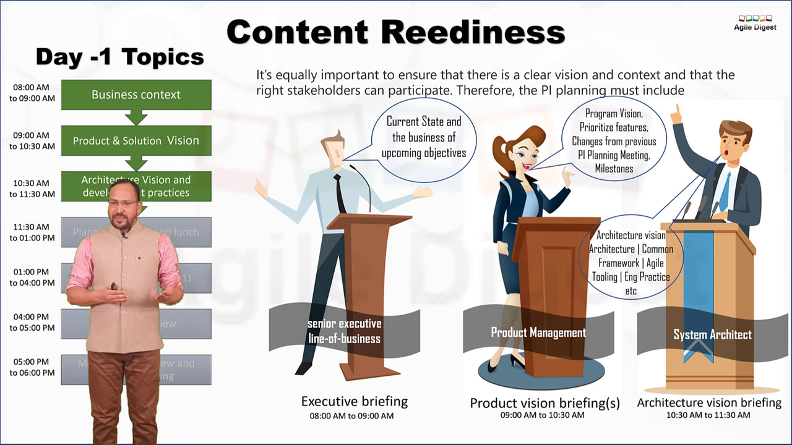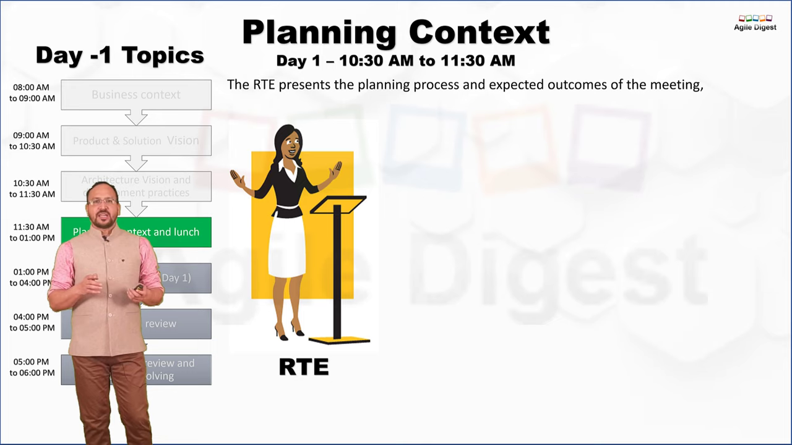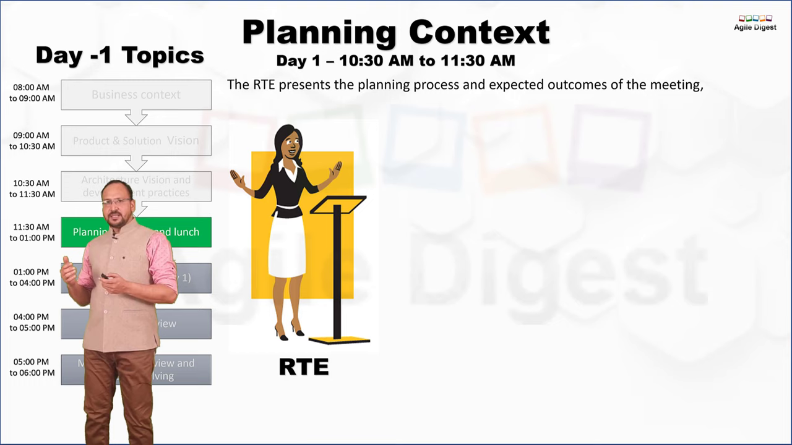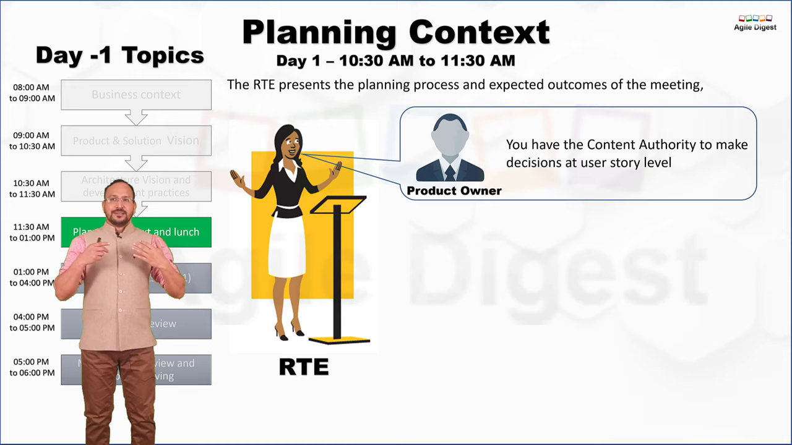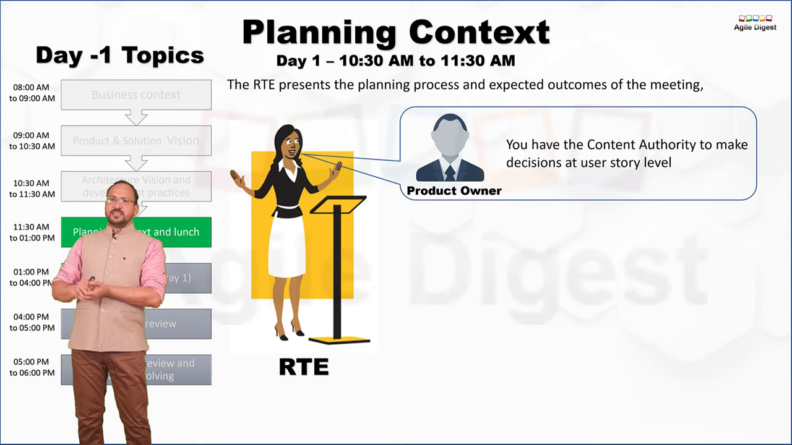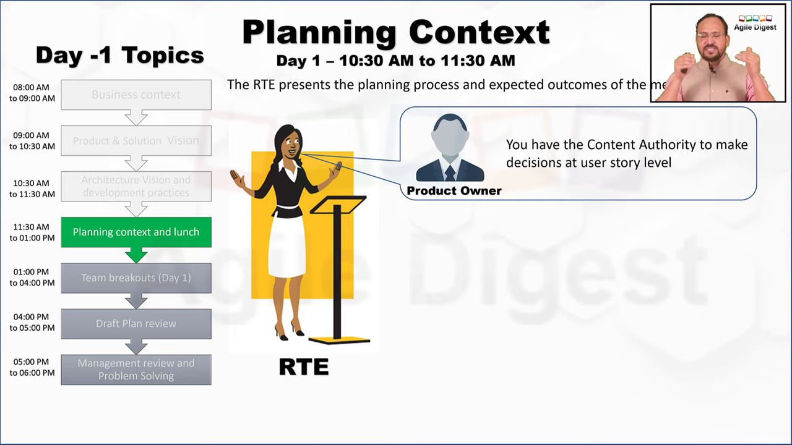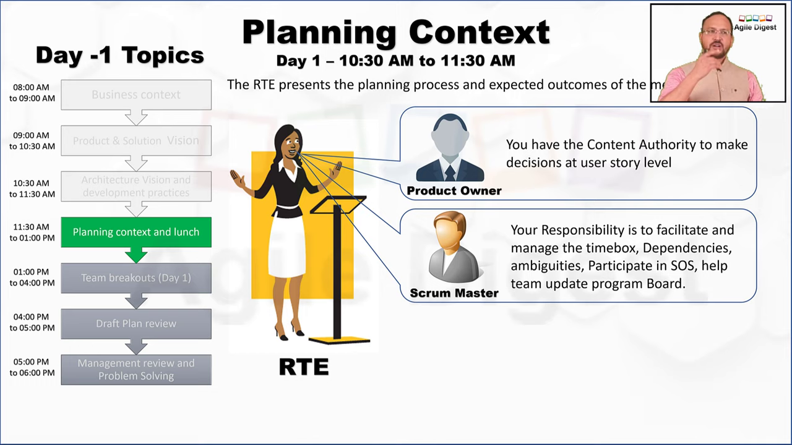This whole discussion seems like we are doing it very quickly, but it's actually big, lengthy discussions and goes for about 3 hours. After that, the RTE comes into the picture and starts talking about how we'll be executing the next activities, the team breakout sessions. They say, okay, product owners, you have the content authority to make the decisions at user story level, and you will be coming with all the features for your sprint, and the team will be splitting those features into small stories, and whatever is required from your product owner. The RTE also talked about, okay, Scrum Master, you have a responsibility to facilitate and manage the time box, because we have a very limited time.